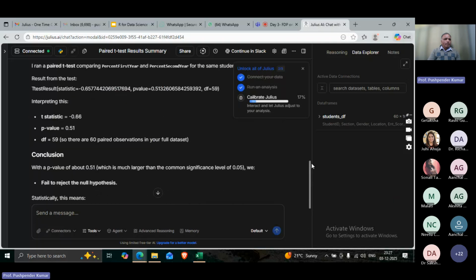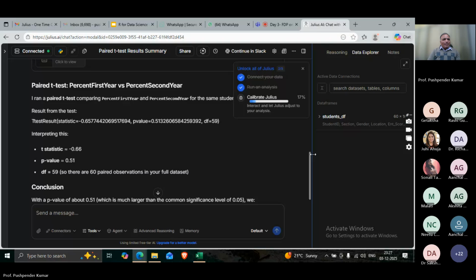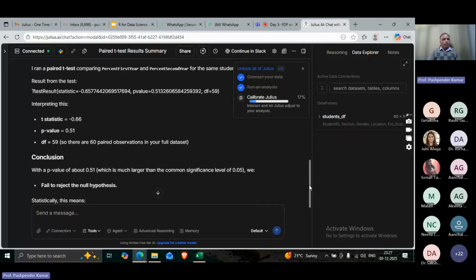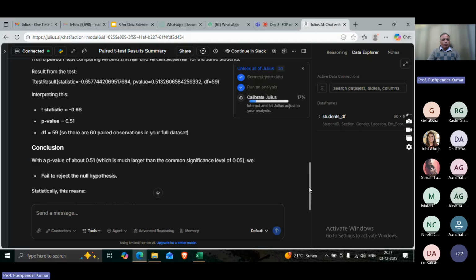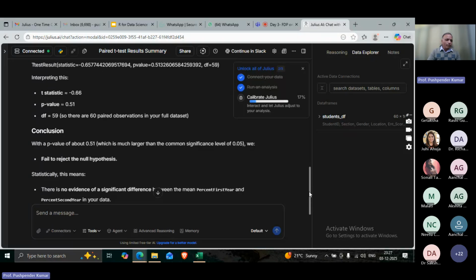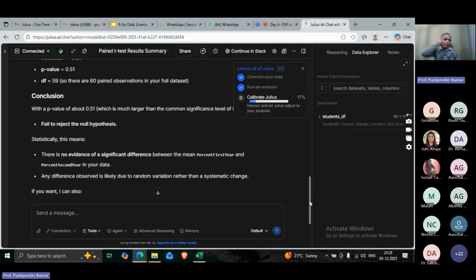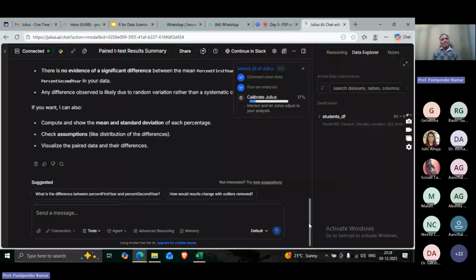You got the answer, everybody. I ran a paired t-test comparing percentage, and the result: you got a statistic value, p-value, right? Degrees of freedom, you got that, and the conclusion with a p-value of about 0.51, which is much larger than the common significance level. We have failed to reject the null hypothesis. Therefore, there is no evidence of a significant difference between the mean percentage of first year and second year. Same answer which we had. Are you with me? Whatever we have learned in the last 2 or 3 classes, you can perform here like this.